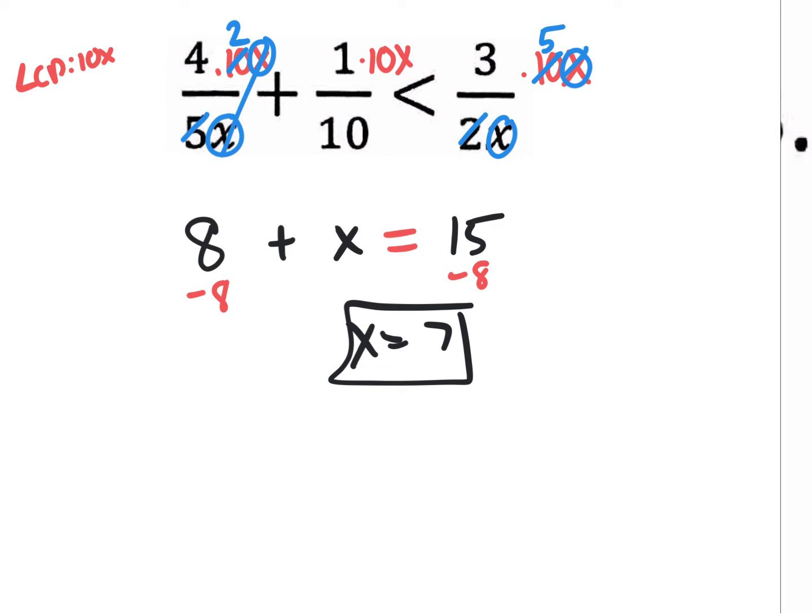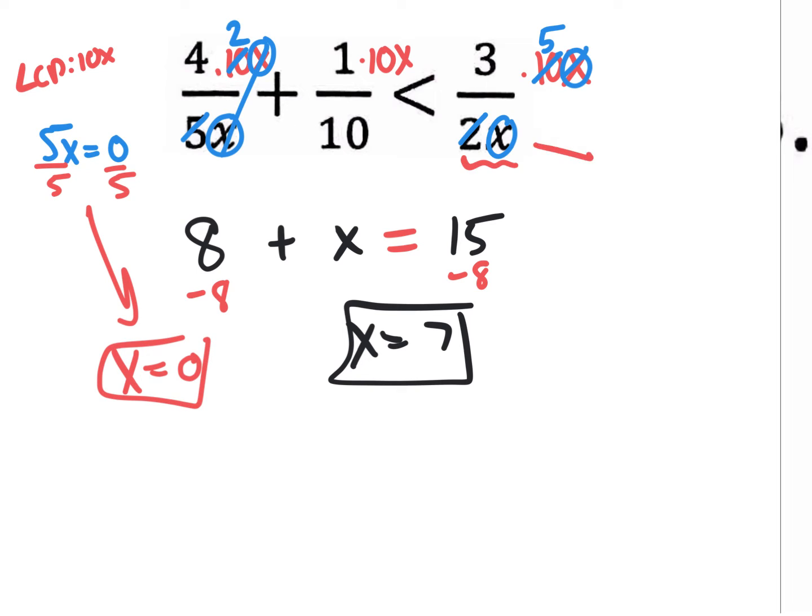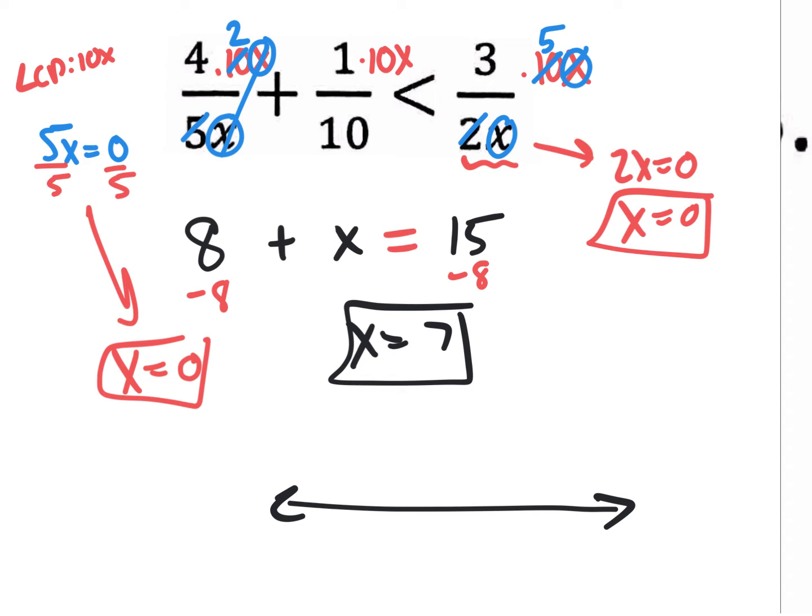If you read your notes, step 2 is to go back and set your denominators equal to 0 and solve. So it'd be ridiculous to say 10 equals 0 because 10 does not equal 0. But you could set 5x equal to 0. If you solve it, you're going to divide both sides by 5, giving you an answer x equals 0. Over here, same deal. 2x, if you set that equal to 0, you're also going to get x equals 0. That was step 2. Step 3 is to go to a number line and plot those answers on that number line. So we have 0 and we have 7.